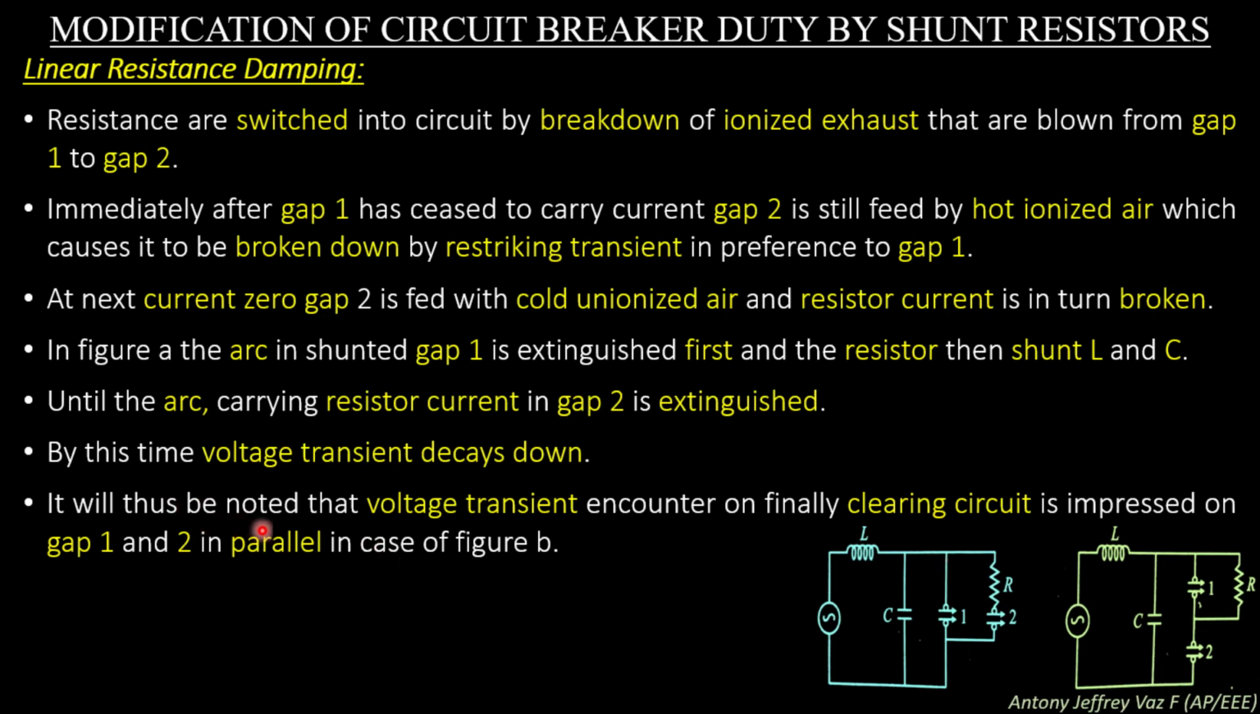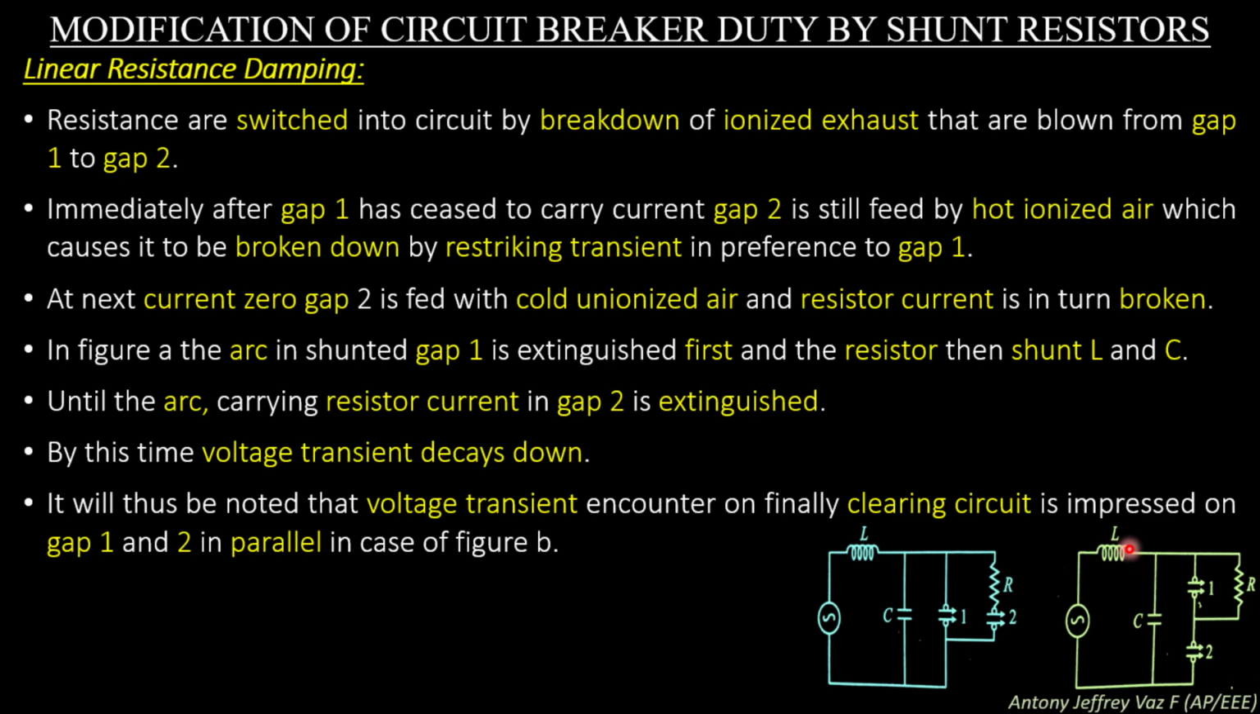It will thus be noted that the voltage transient encountered on finally clearing the circuit is impressed on gap 1 and gap 2 in parallel in the case of figure B. In this figure you can see the total current flowing across gap 1 and gap 2 is the same, so the arc created will also be the same. At current zero, both the arc current and the arc will decrease at the same time in gap 1 as well as gap 2.